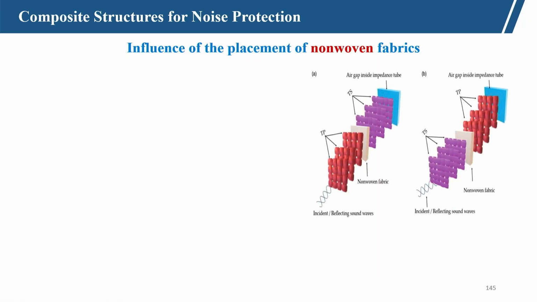Now, we can see the placement of non-woven. The non-woven fabric is sandwiched in between the woven fabric, and the blue color is the air gap inside the impedance tube. So, when it is tested, an air gap is created at the back side, and from this side the incident sound is there.